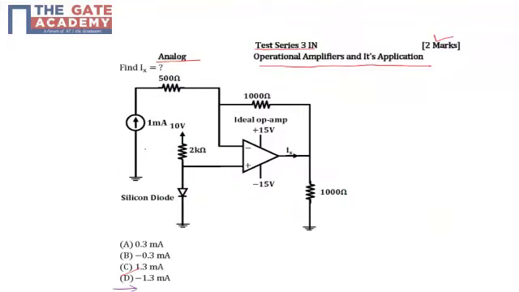So option D is the correct one. It is minus 1.3 milliamps.